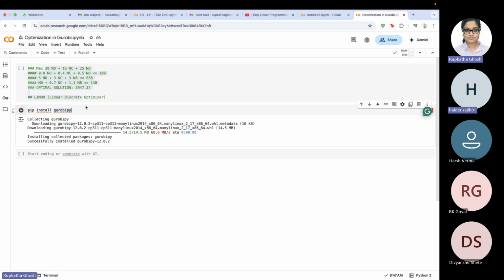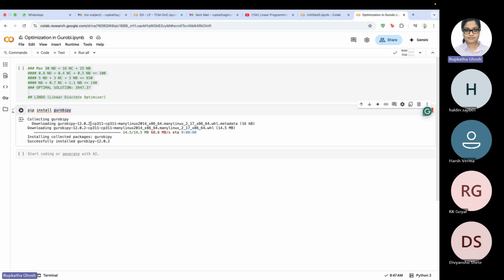So Pulp is mostly for linear optimization, while Gurobi is for everything, any kind of convex optimization you want to do.